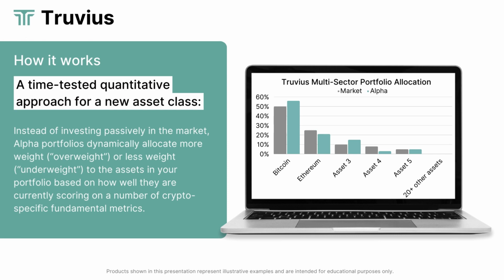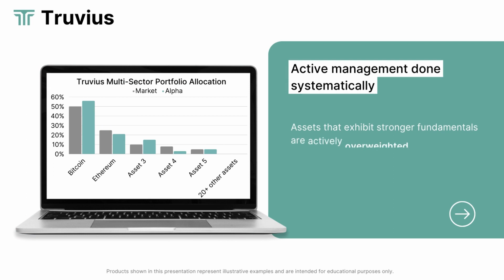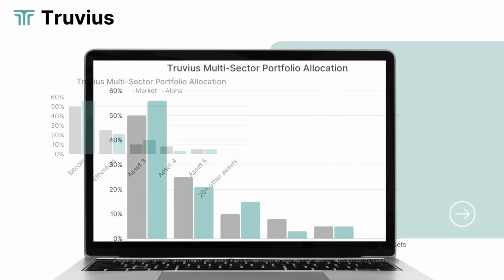Instead of investing passively in the market, alpha portfolios dynamically allocate more weight or less weight to the assets in your portfolio based on how well they are currently scoring on crypto-specific fundamental metrics. Another term for this type of investing is called systematic active management. Systematic active management can be particularly powerful because it is implemented according to a computerized, rules-based process, which is exactly what we do at Truvius. Using a rules-based investment approach, our systematic process automatically overweights assets that exhibit stronger fundamentals and actively underweights assets with weaker fundamentals. Let's step through an example.